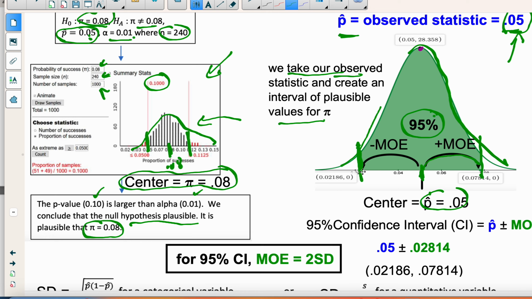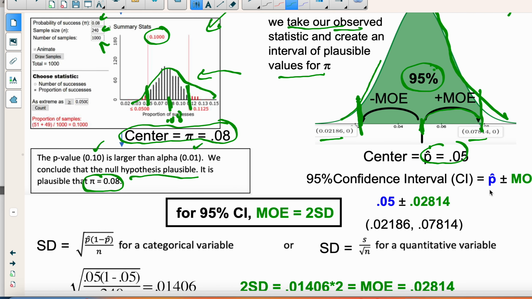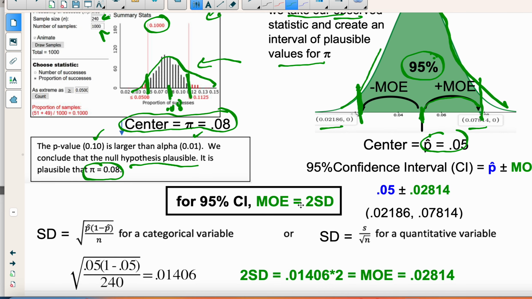I can create these cutoff values between 0.02186 and 0.07184. And the way that I do that is I can use the principles that we did for the two standard deviation method. I can calculate one standard deviation for categorical data. I would use this formula. We happen to have categorical data. If I had quantitative data, I'd use this formula.